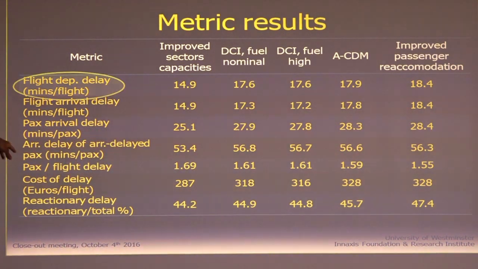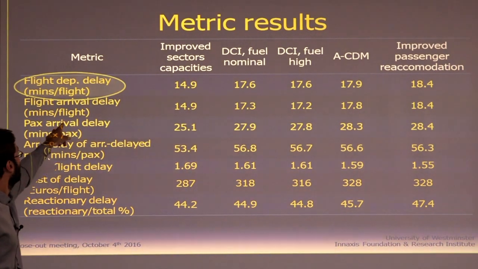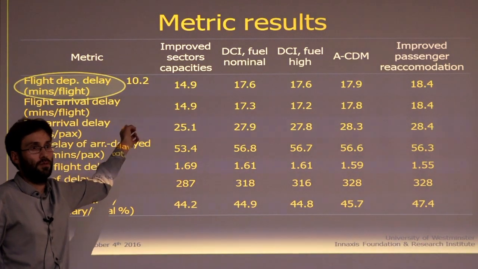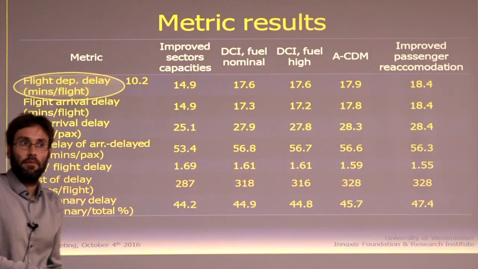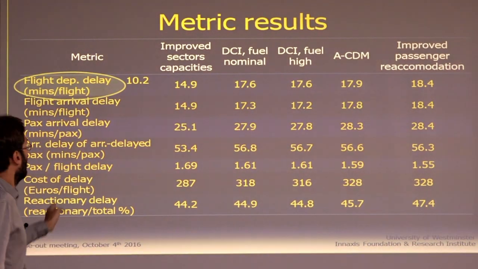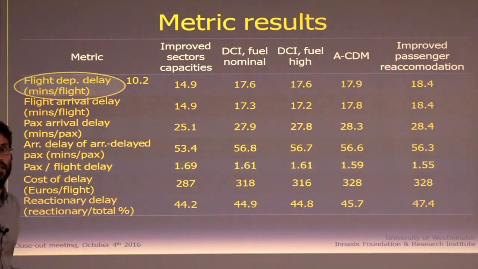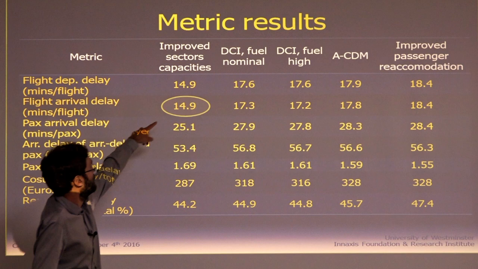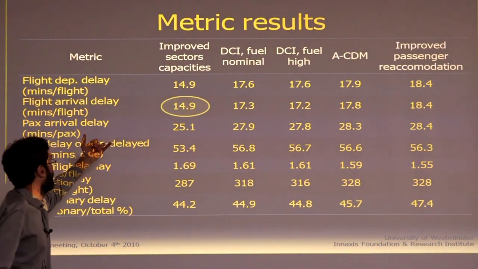The first two are flight-centric: the flight departure delay and the flight arrival delay. In the flight departure delay, one interesting thing is if we compare to that 10.2, that 10.2 is the value we got when we did the calibration of the system. And remember that in that calibration, we didn't have disturbances. So the values you can see are higher, which is what we would expect. We are putting in disturbances, so we get a higher departing delay. However, the improved sector capacity is performing better than the others. It gives us a lower value that we see reflected on the arrival delay.